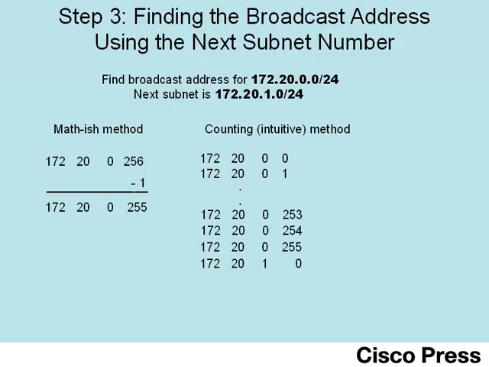Well, you might notice that's a bit different. In fact, that's the next subnet number. So knowing that fact, and knowing the fact that the previous subnet's broadcast address is 1 less than that subnet number, you can easily recognize that 172.20.0.255 is the previous subnet's broadcast address.